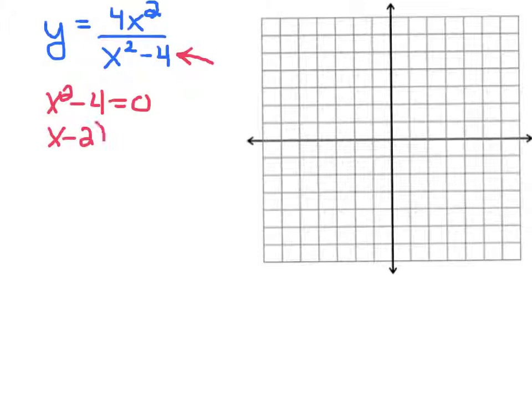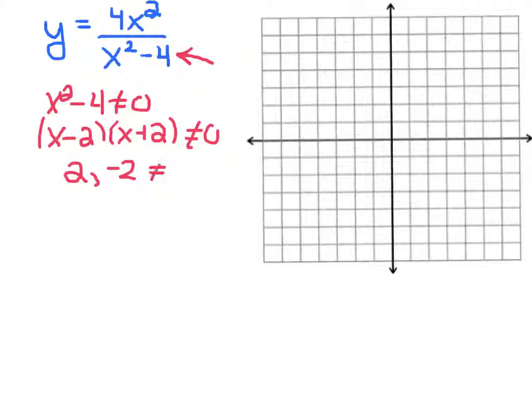That factors as x minus 2 times x plus 2. And so therefore, x cannot be equal to 2 or negative 2. This makes this graph have a vertical asymptote at positive 2 and also have a vertical asymptote at negative 2.